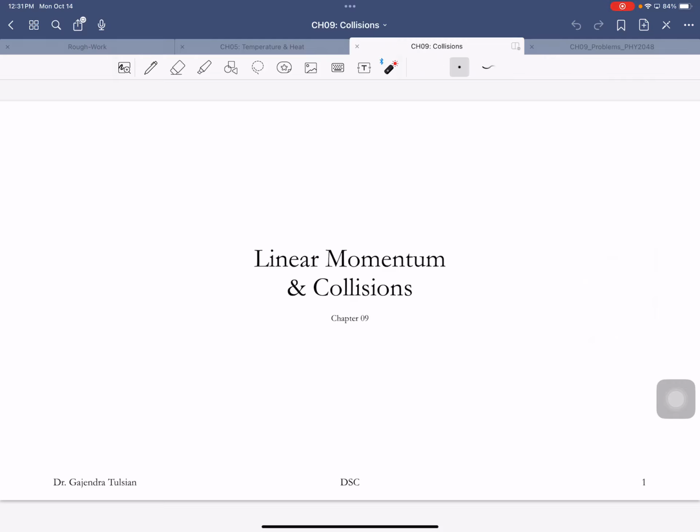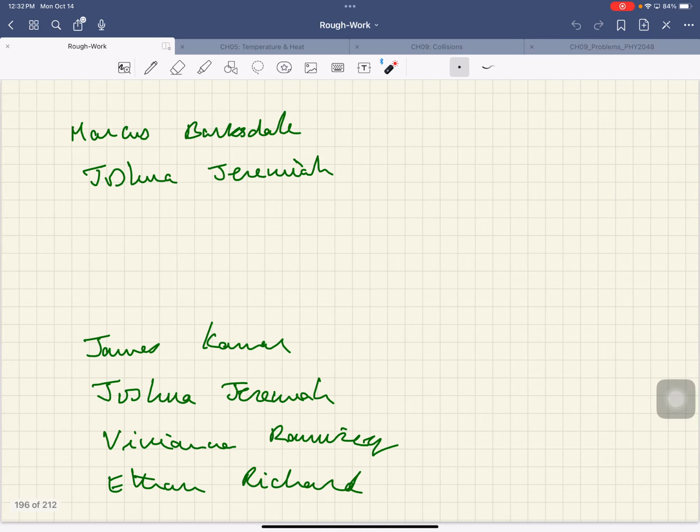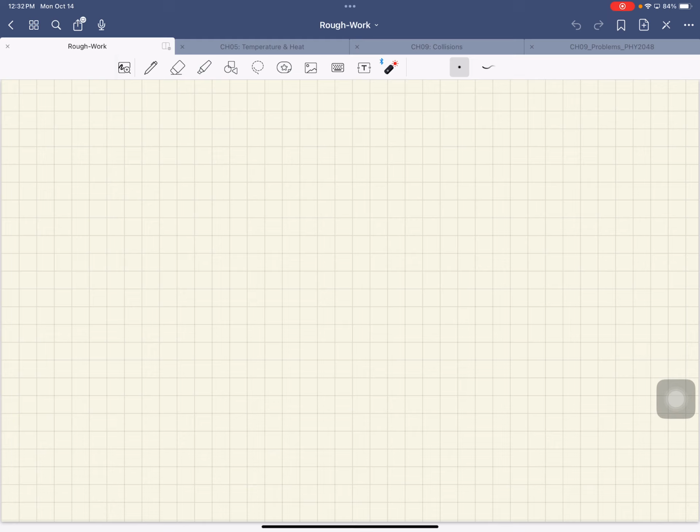Okay, so in this chapter, we'll define a new quantity called linear momentum. And again, when you define a new quantity, you do it because it's useful, and the past quantities that you've defined are not sufficient to do the job. So let me briefly tell you the use of this quantity.